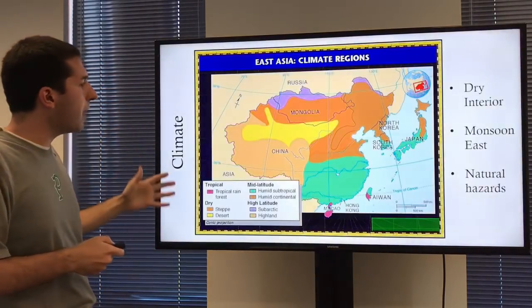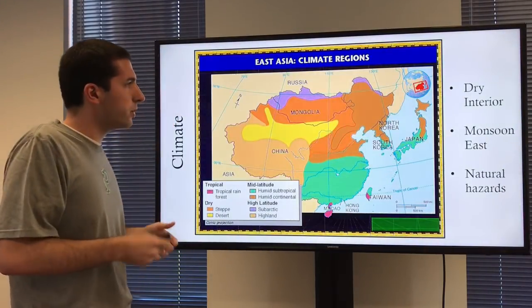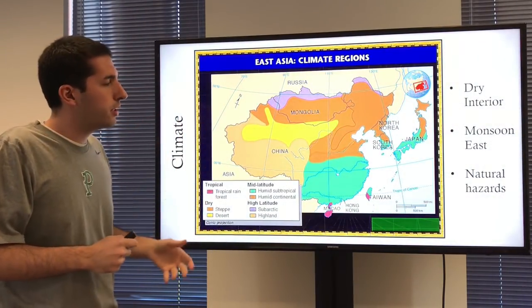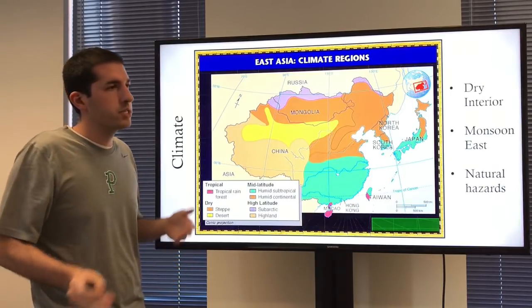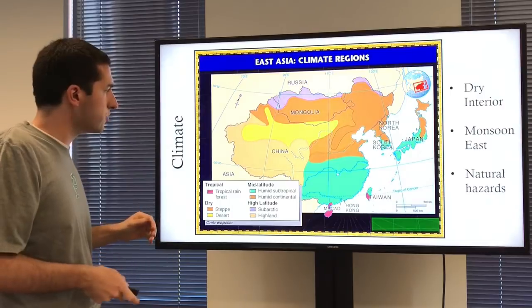Now getting us to the climate. We're going to talk about it in 3 main areas like the book does. We're using it as a guide: the dry interior, the monsoon east, and natural hazards. Well, natural hazards isn't a geographic area like the first 2 are, but we're going to need to talk about natural hazards in this region.